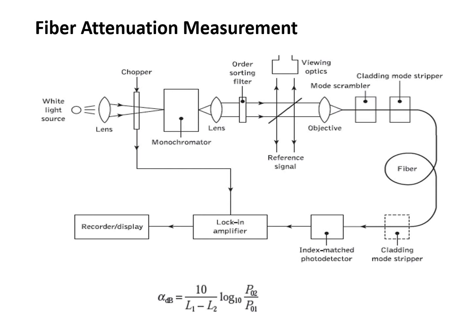Thus, the fiber attenuation at a given wavelength λ, in terms of decibels, is equal to 10 divided by (L1 minus L2), that is the length of the fiber cut back in kilometers, times the log of P02 divided by P01. In the case of multimode fibers, a mode scrambler is used to get a uniform intensity distribution among all the modes, and an order sorting filter acts as a mode selector to determine the fiber loss for each mode.